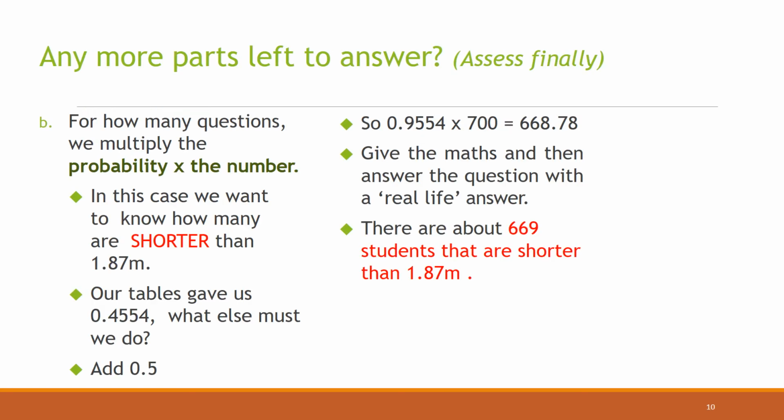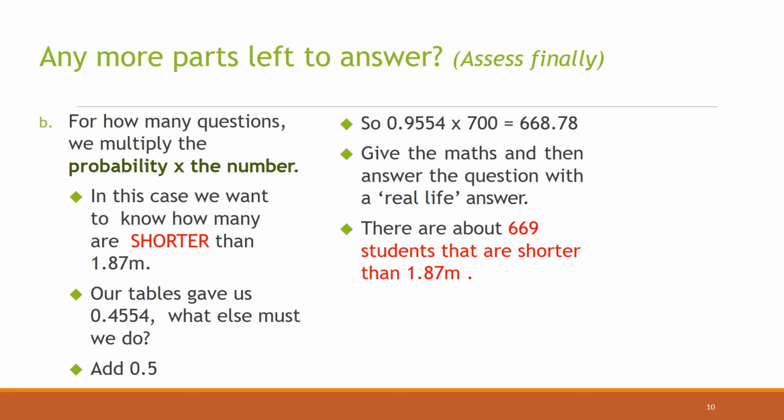That's another part. What is part B? How many students will we have? In that question, probability and the number. In this case, we want to know how many are shorter than 1.87. Oh, what did we do? We did how many are taller than 1.87. It is very simple. Our table gives 0.4554. What else can we do?